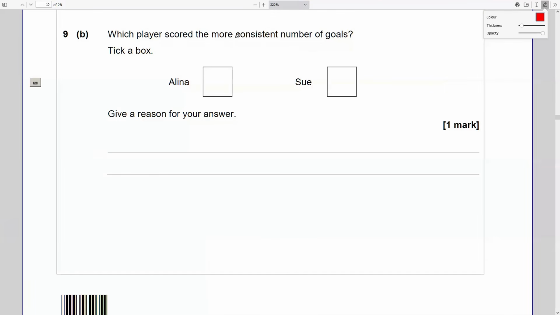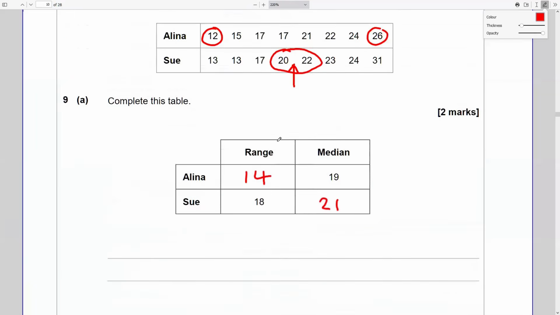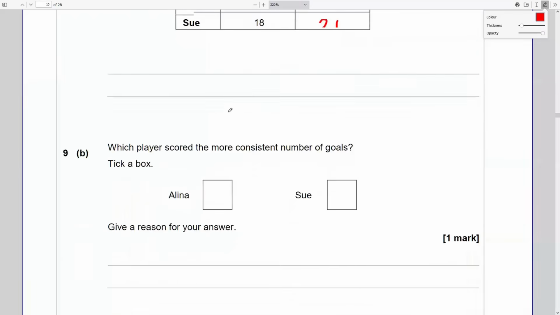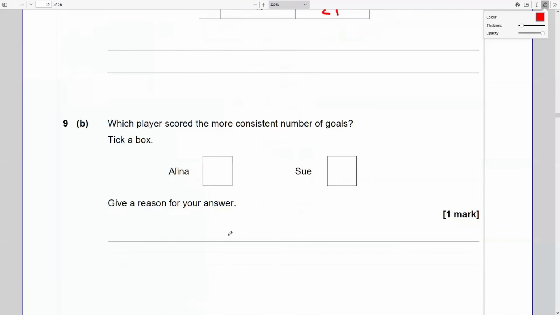Which player scored the more consistent number of goals? Tick a box. Alina or Sue? Okay, I think we need to look at the range. Consistency is how tightly items are packed together. Because Alina's range is smaller than Sue's, which is 18, we would have to say that Alina is more consistent. And I'm just going to say smaller range.